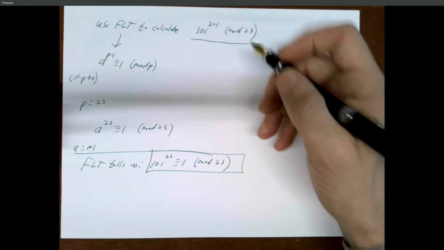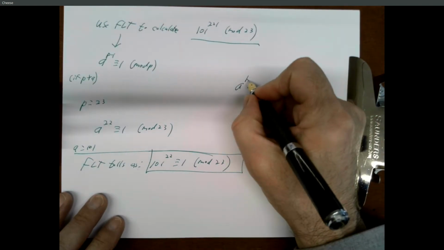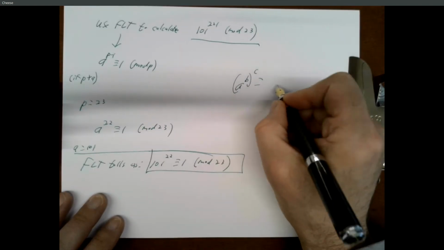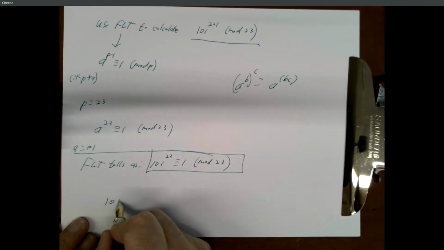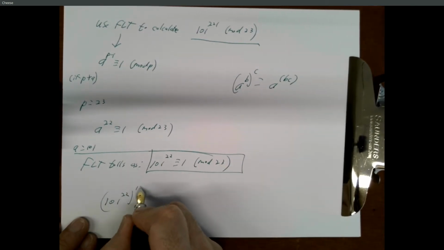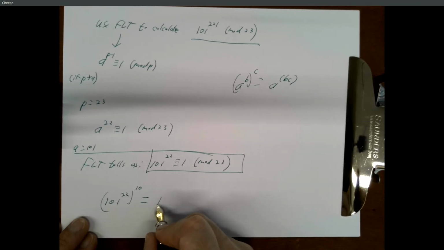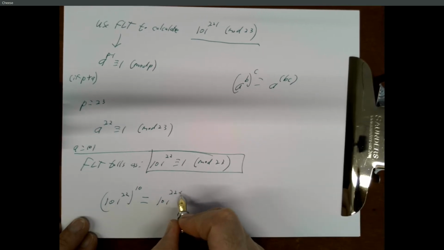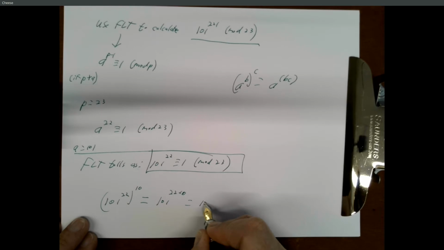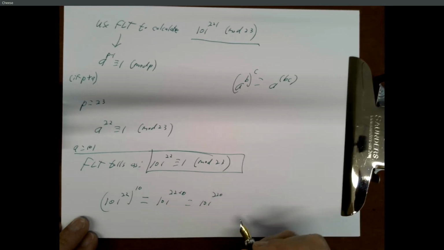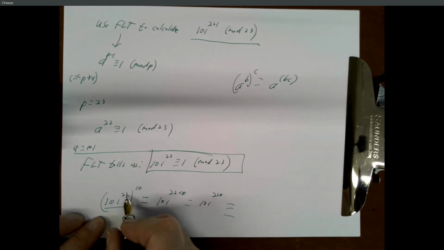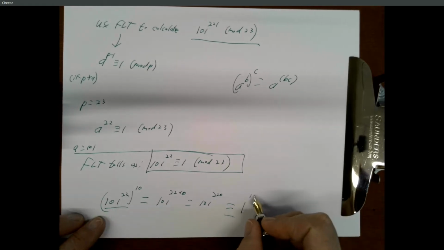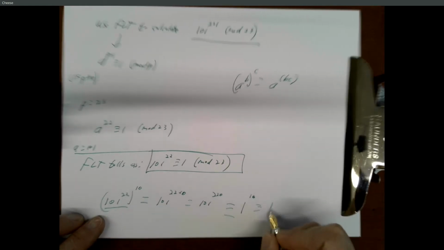Yeah, multiply it by 10. So a to the b raised to the c is a to the b times c. So 101 to the 22nd to the 10th is equal to 101 to the 22 times 10, which is 101 to the 220. And since 101 to the 22 is 1, 101 to the 22 to the 10th is going to be congruent to 1 to the 10th, which is still just 1.